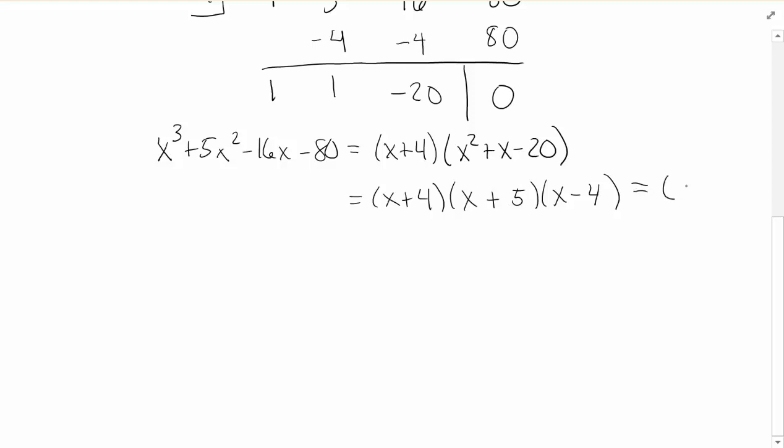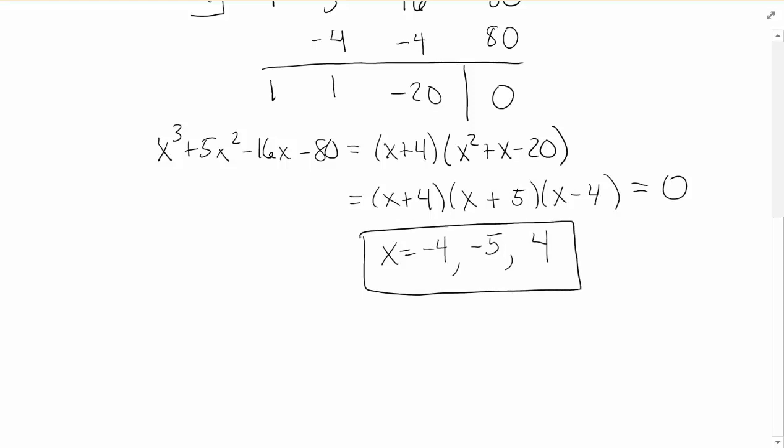Again, I wanted to find the zeros, so set that equal to 0. Well, either x plus 4 is 0, which gives me negative 4 as one of my zeros, or x plus 5 is 0, so negative 5 is a zero, or x minus 4 is 0, so x equals 4 is a zero. So here are my 3 zeros of my polynomial.